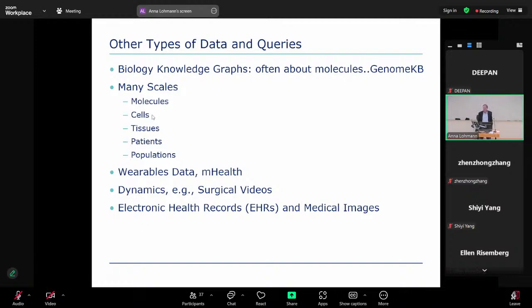IGVF is building a gigantic knowledge graph that captures what we know about biology and gene regulation from variants to expression. If we carry that further, we know there are many different scales at which we might want knowledge, and we might want a much bigger knowledge graph for health. There are lots of other data types: wearables data, mobile health, dynamic data. James Jung at Duke and others work with surgical videos, and of course, electronic health records and medical images.